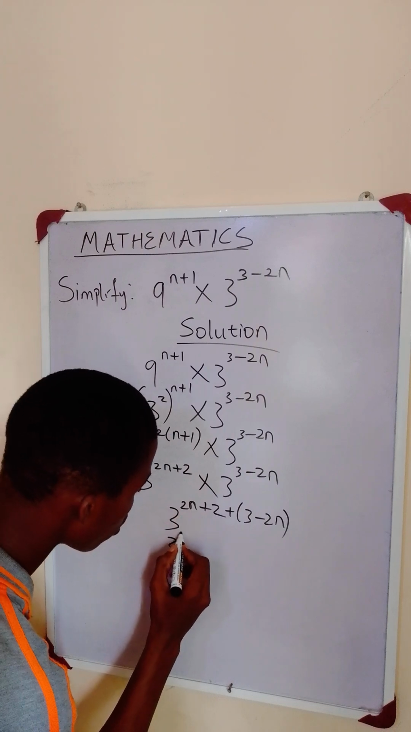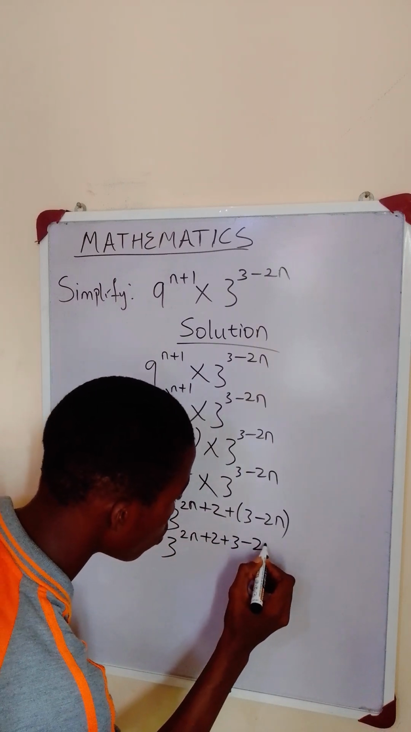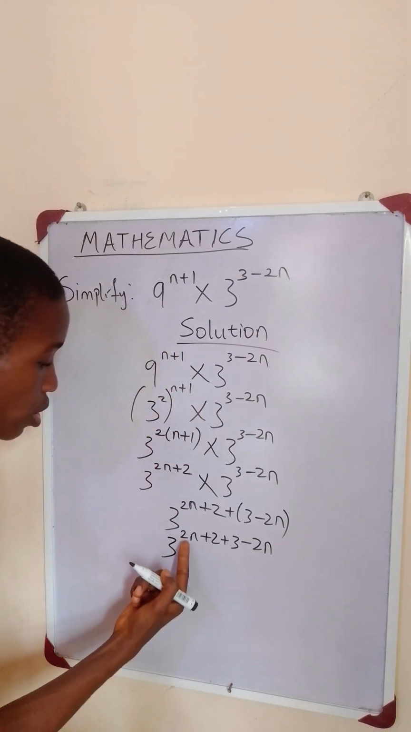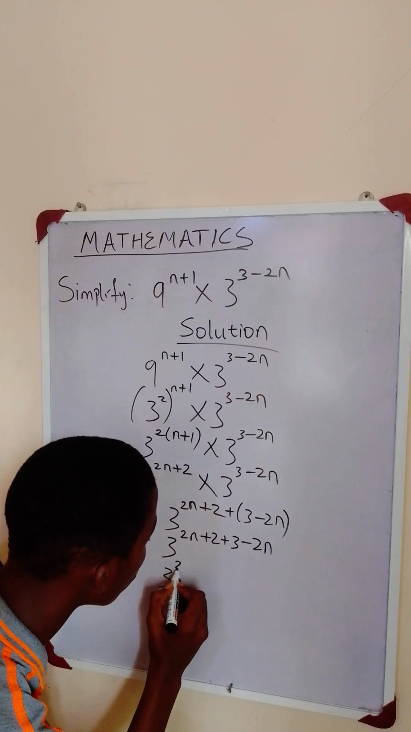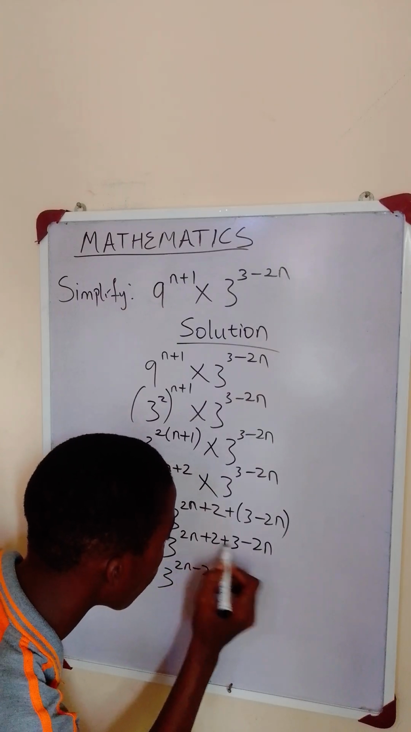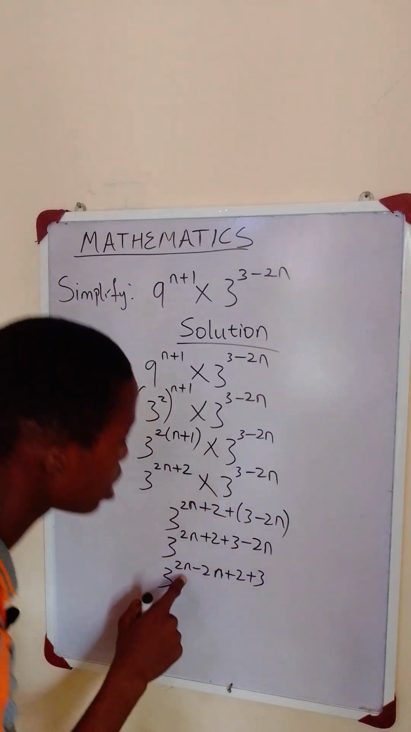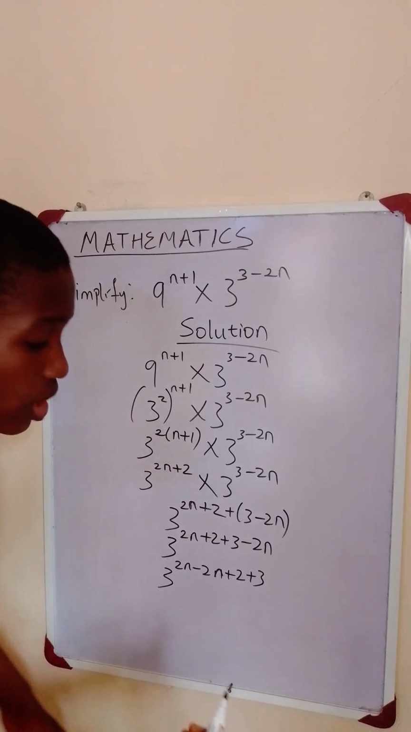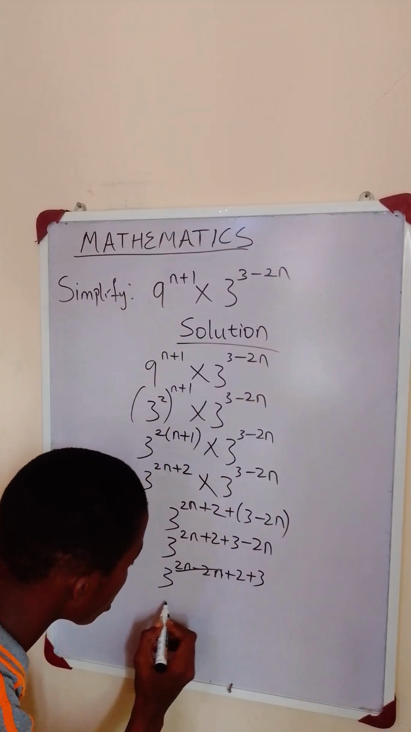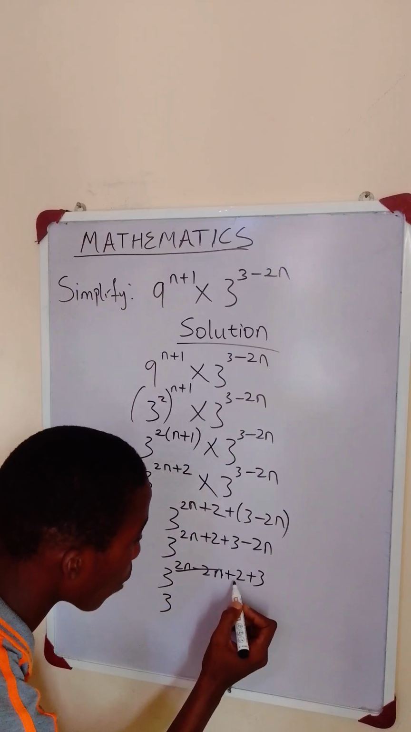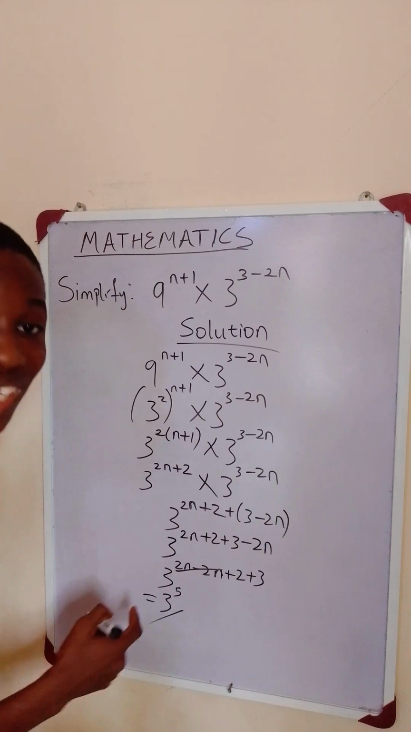So what you have here is 2n plus 2 plus 3 minus 2n. We are going to collect like terms. See 2n, see minus 2n. So you have 2n minus 2n, and the normal numbers, plus 2 plus 3. You can see now 2n minus 2n, they cancel out. And what is remaining now is 2 plus 3. That's 3 raised to power 2 plus 3, which is 5. That is our final answer, 3 raised to power 5.